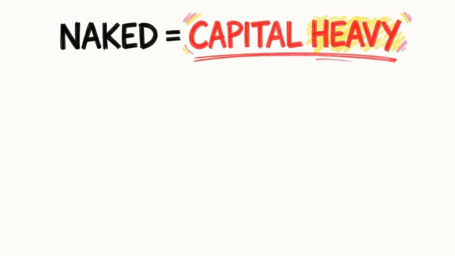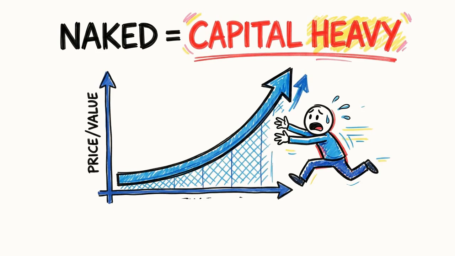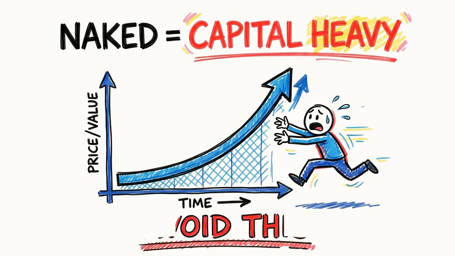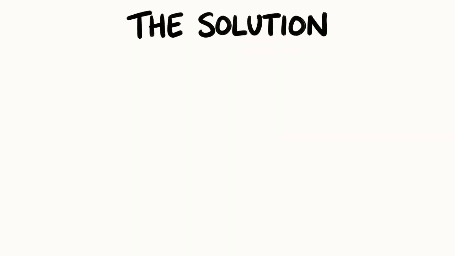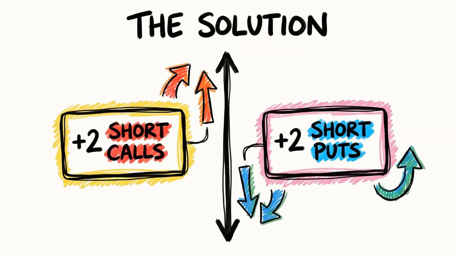Now, leaving this naked is fine if you have the capital, but in a trending market, this becomes a catch-up game. You're constantly chasing price. We want to avoid that. So here's what we do. We add a second short leg to both sides. Now we have two short contracts on each side of the strangle.